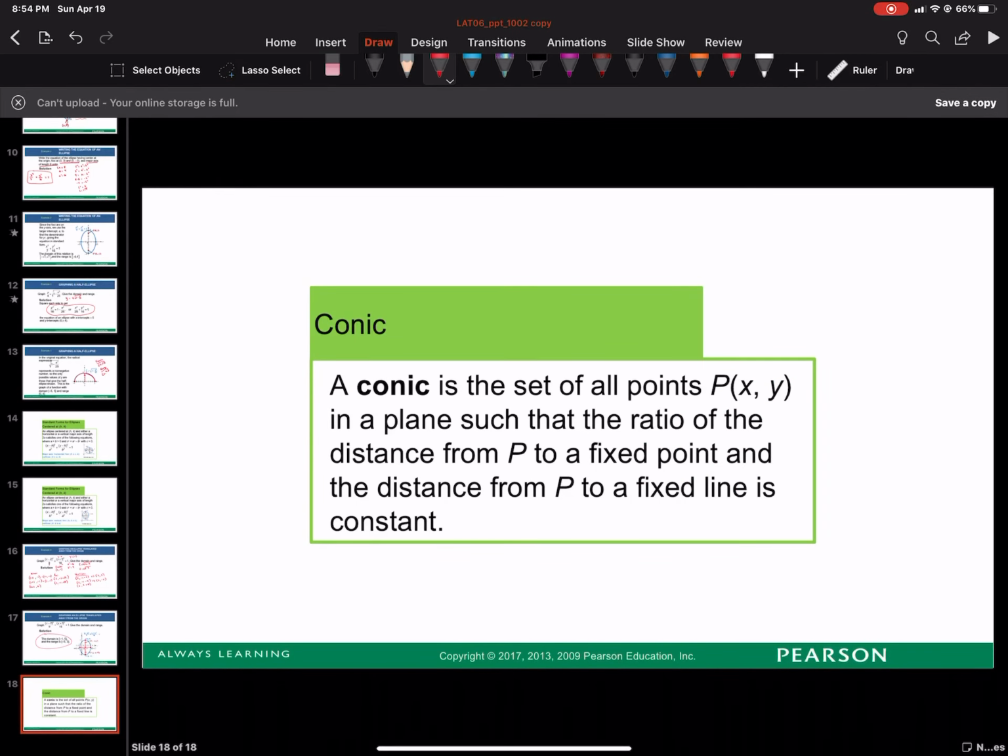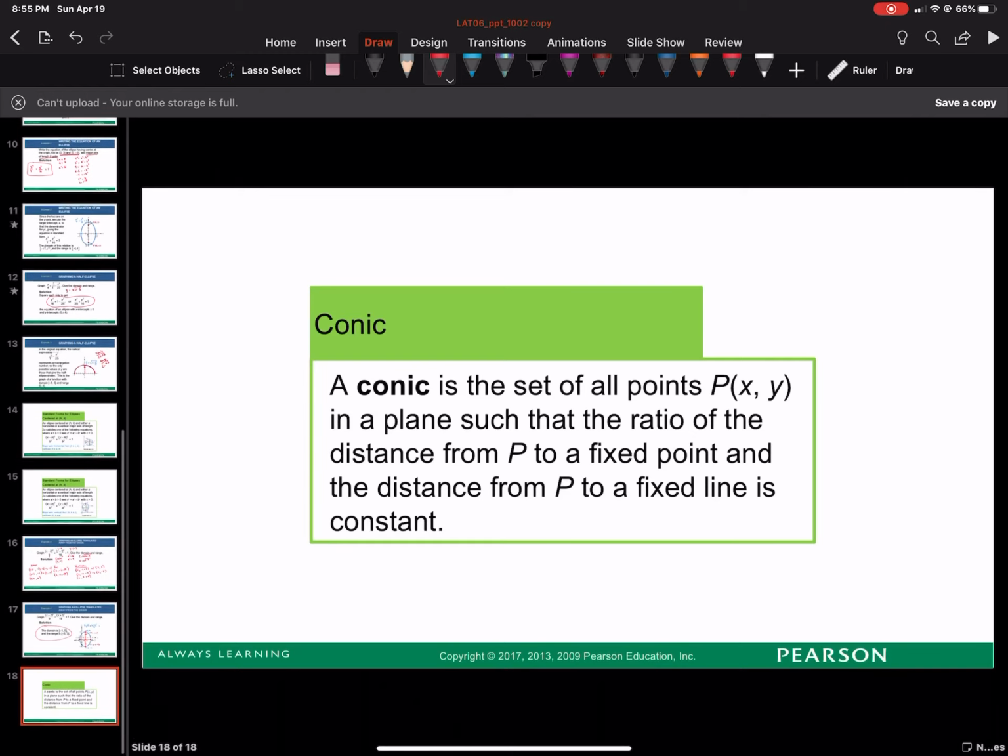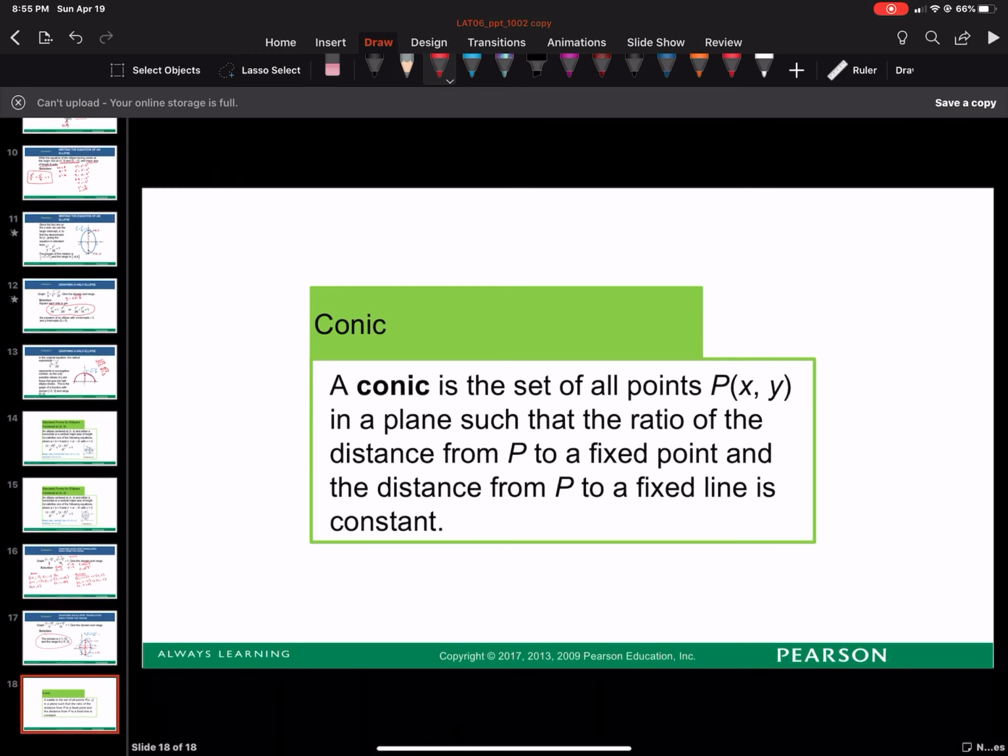Now, this is just a definition, and then we're done with this. It says a conic is a set of all points P(x, y) in a plane such that the ratio of the distance from P to a fixed point and the distance from P to a fixed line is constant. So basically, this just gives you a definition of a conic. Now, as you know, we're going to keep going into 10.3. So make sure you look for 10.3 in the next section.